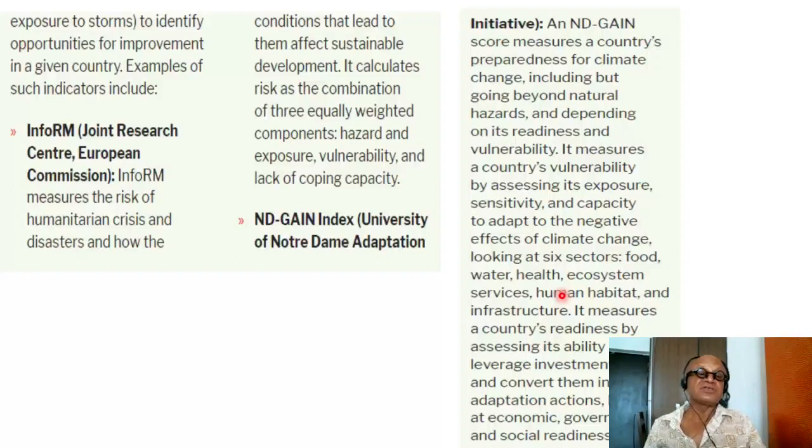Examples of such indicators include INFORM, which the Joint Research Center of the European Commission puts out. INFORM measures the risk of humanitarian crisis and disasters and how the conditions that lead to them affect sustainable development. It calculates risk as the combination of three equally weighted components: hazard and exposure, vulnerability, and lack of coping capacity. This is similar to what was used in IPCC AR5, exposure, hazard, and vulnerability, and AR6 added response, which corresponds to lack of coping capacity and how the system responds.